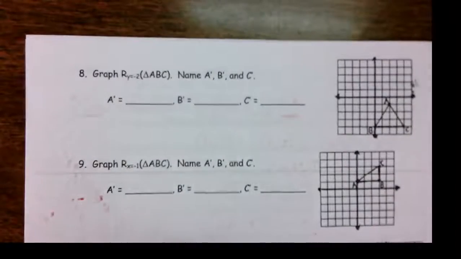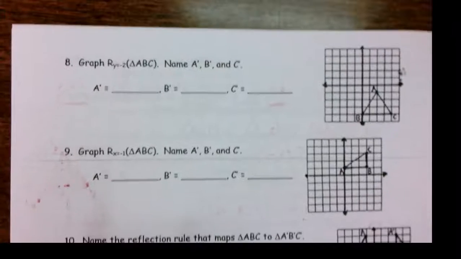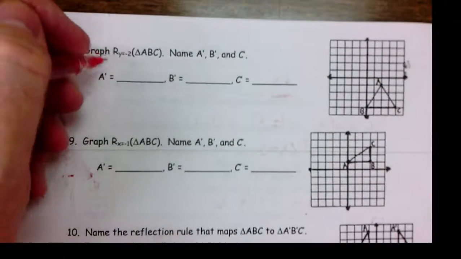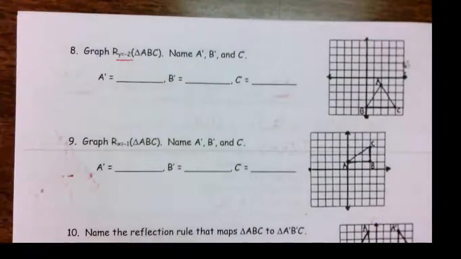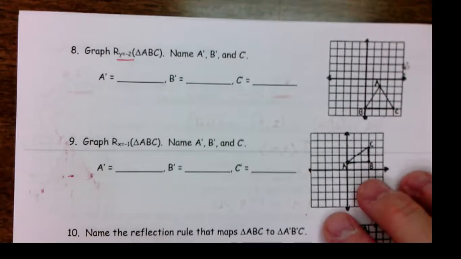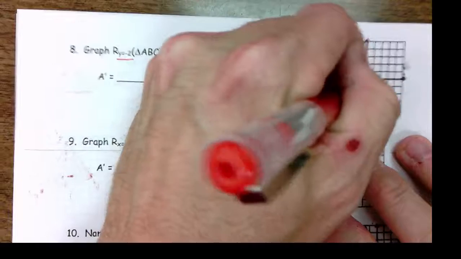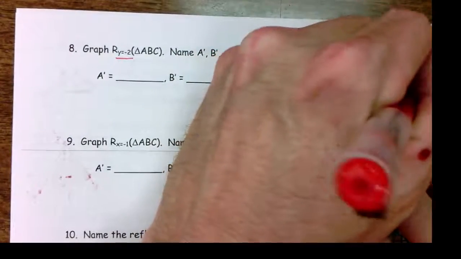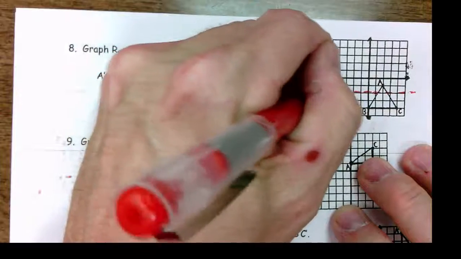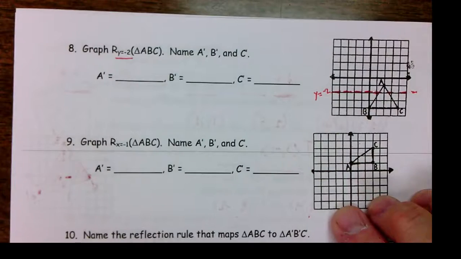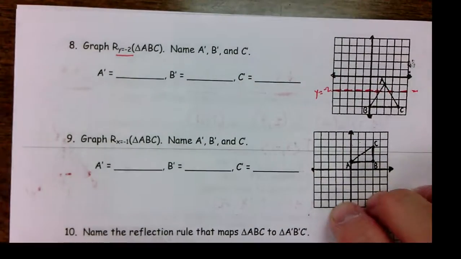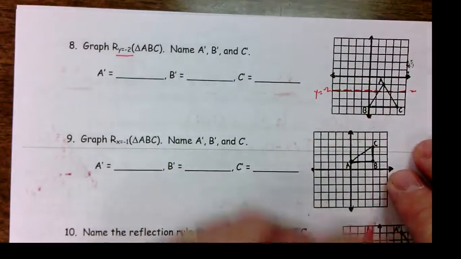Next up, we want to graph the reflection across the line y equals negative 2. So y equals negative 2 is a horizontal line right here at negative 2 on the y-axis. So I'm just going to simply take each point and reflect it across that line.